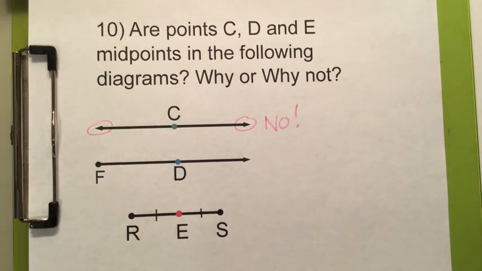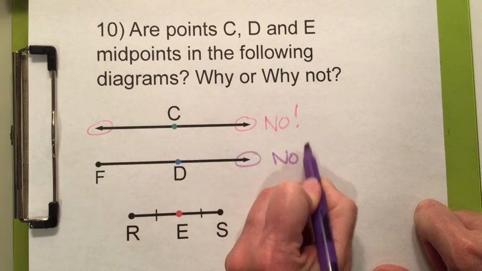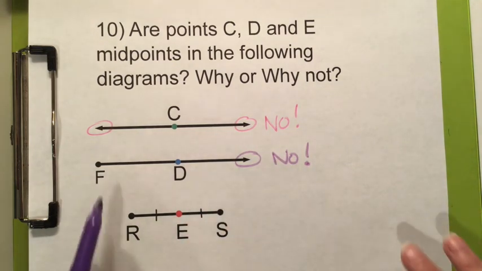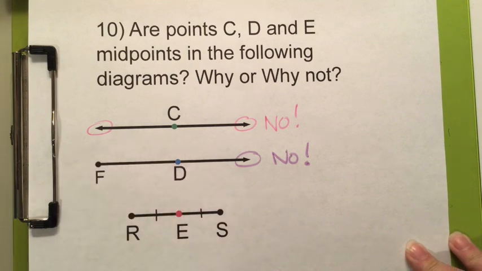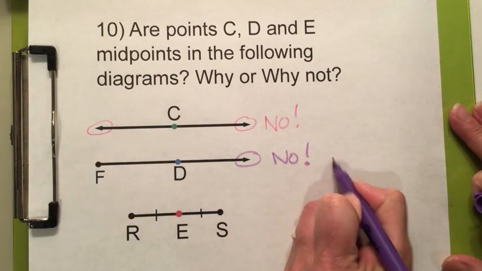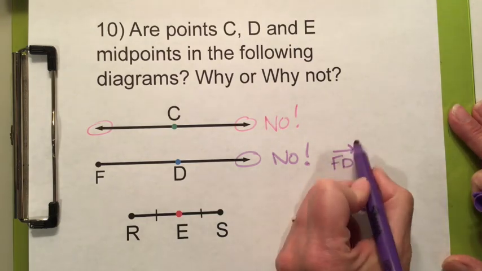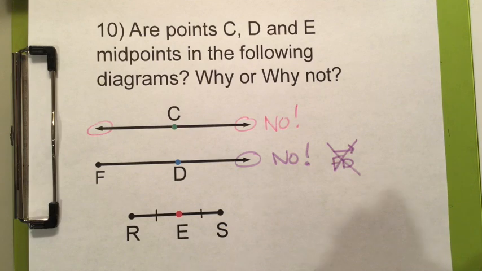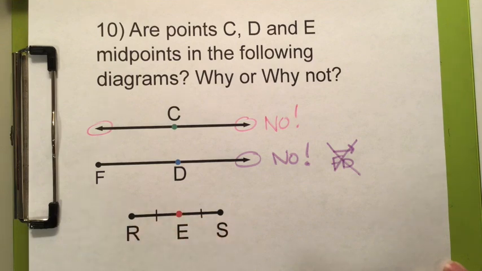All right, what about D? You guys are too smart. No, because FD is a ray. Right, so we would write it like this. FD would be a ray. You can't have a midpoint of a ray. You can't have a midpoint of a line. What about E? It doesn't really look like they're equal there. This looks a little bit skimpier than that side.